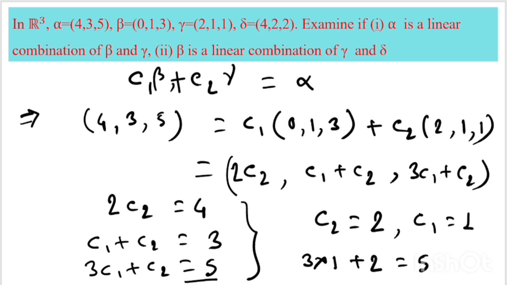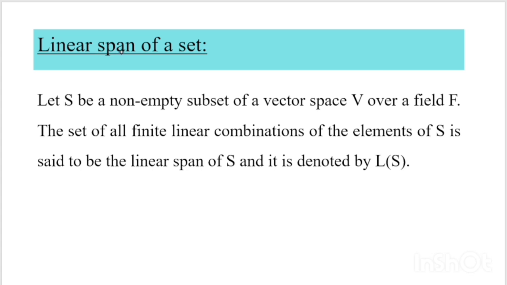The second question is also the same, so I am giving this as homework to you, and I am directly jumping into the concept of the linear span of a set. We have a non-empty subset S. The set of all finite linear combinations of the elements of S is called the linear span of S, and it is denoted by L of S.